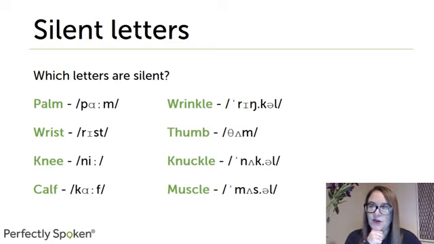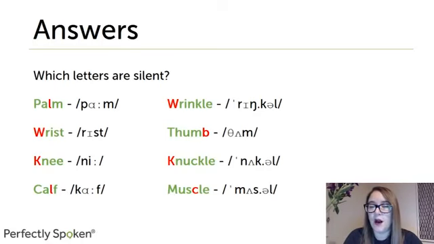So what I'd like you to do is, again, try saying these words, and for each word, can you tell me which letter is silent? Which letter do you not pronounce? I'll read those to you one more time. Palm, wrinkle, wrist, thumb, knee, knuckle, calf, and muscle. Pause the slide and see if you can identify which are the silent letters. Okay, let's have a look at how you did.